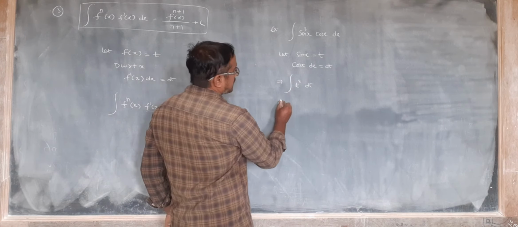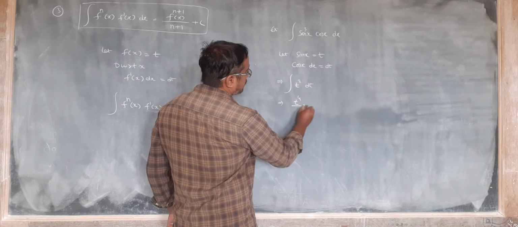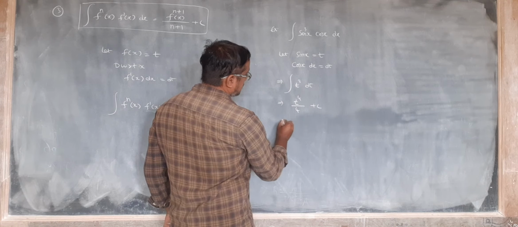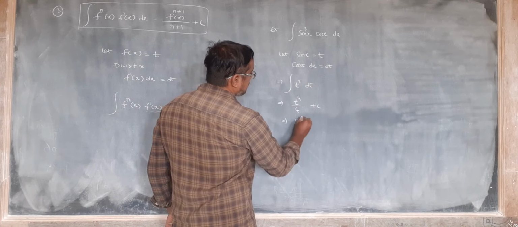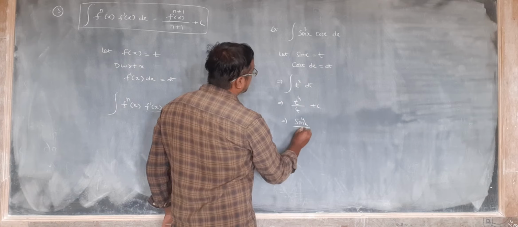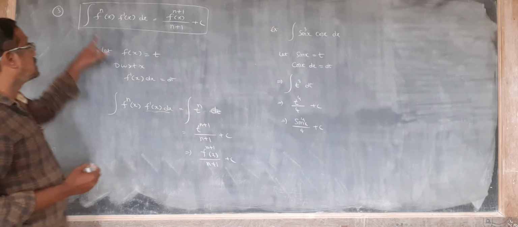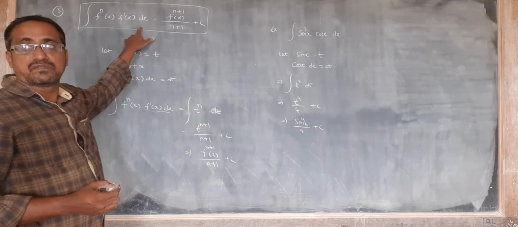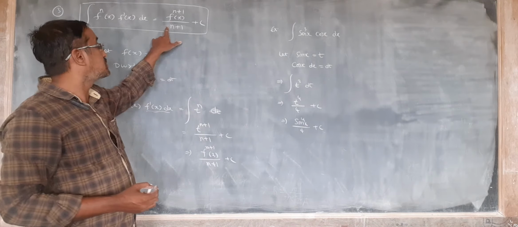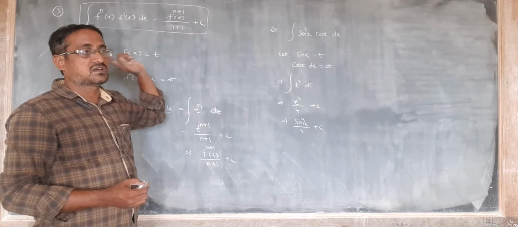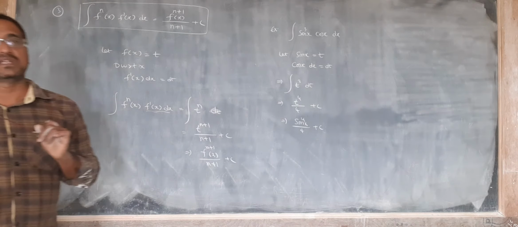Now, integral t cube dt will be t power 4 by 4 plus c. So the result is sin to the power of 4 x by 4 plus c. That is the formula. Integral f power n of x into f dash of x equals f power n plus 1 of x by n plus 1 plus c.